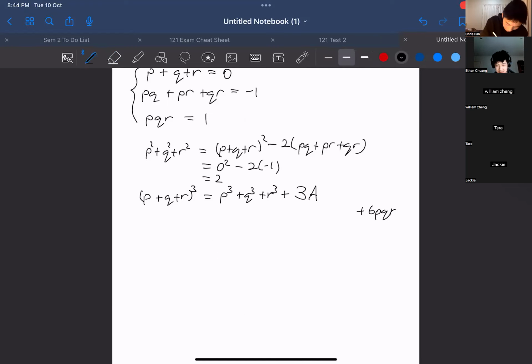And we get that p cubed plus q cubed plus r cubed is equal to 3 if you just rearrange everything. Wow, that took a long time. Okay, cool. So yeah, that was a bit of algebra there, but we stuck through. We made it through. We got p cubed plus q cubed plus r cubed is 3. Okay, that's great.